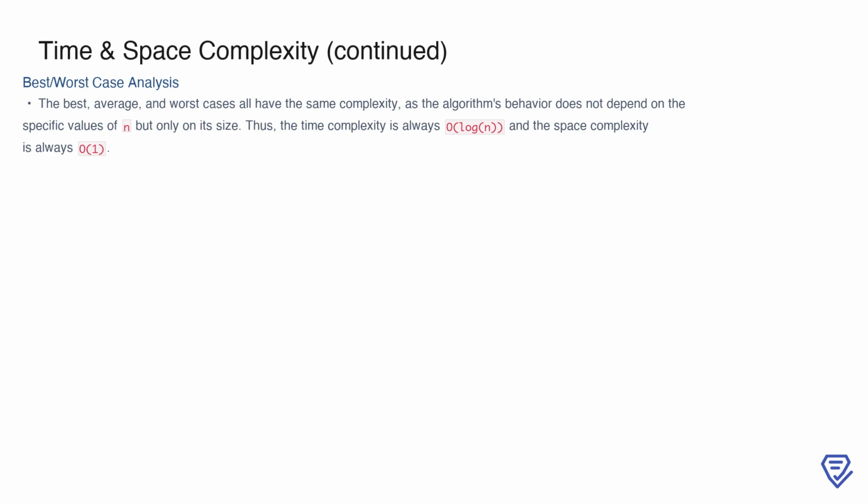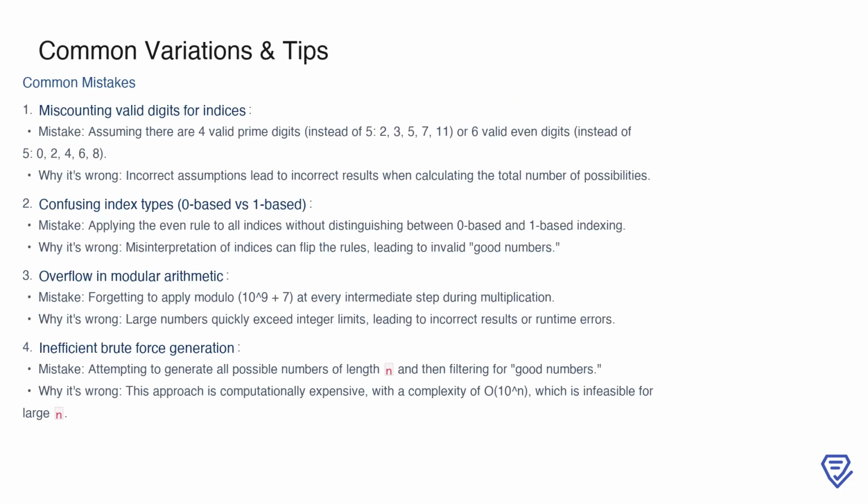optimized approach. When approaching this problem, there are a few common mistakes to watch out for. First, miscounting the valid digits for indices is a frequent error. For even indices, there are exactly 5 valid digits: 0, 2, 4, 6, and 8. Similarly, for odd indices, there are 4 valid prime digits: 2, 3, 5, and 7. Misunderstanding this can lead to incorrect calculations of the total possibilities.